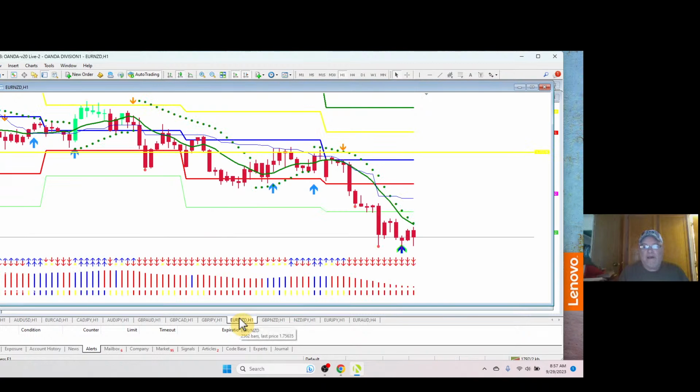Better check it out on the Euro New Zealand. It's trying to come back a little bit. It's got less than 3 minutes for that candle in. Then we'll have another. So that's going to tell the tale. Oh, yeah, that's her little wolf thing that she's wanting back in. That didn't last long.